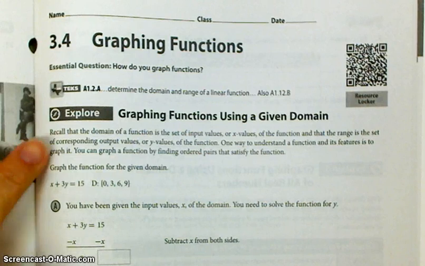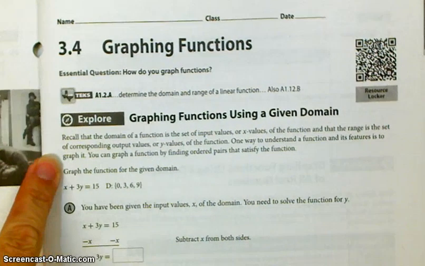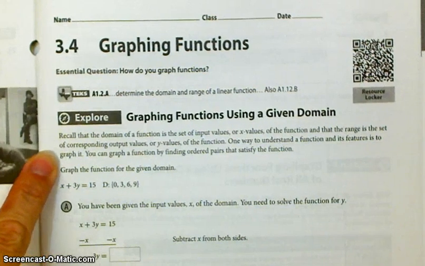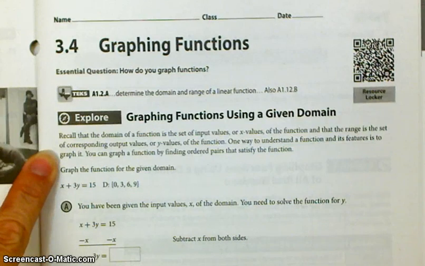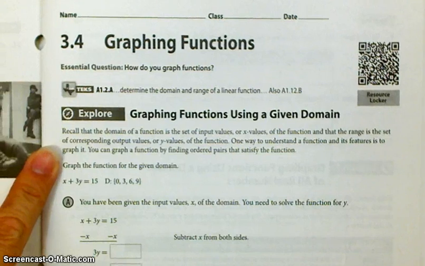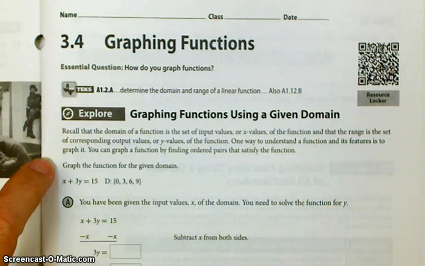So, first of all, they ask you to recall that the domain of a function is the set of input values, or x values, and that the range is the set of corresponding output, or y values. One way to understand a function and its features is to graph it. So you can graph a function by finding ordered pairs that satisfy the function.